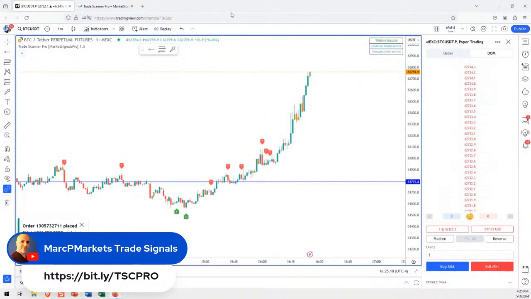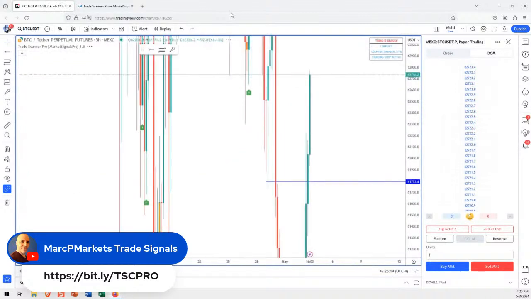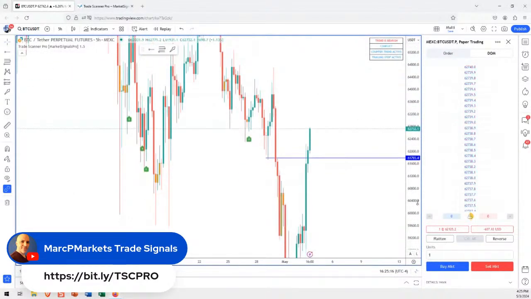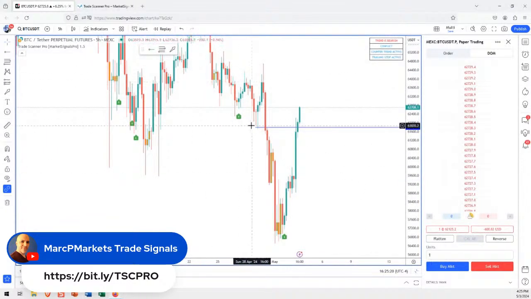So let me go back to my bigger picture. Let's go to a 4 hour. What's going on in the 4 hour? I mean, look at this on the 4 hour. Man. So this thing blew through that resistance, that old support, new resistance that we talked about here.